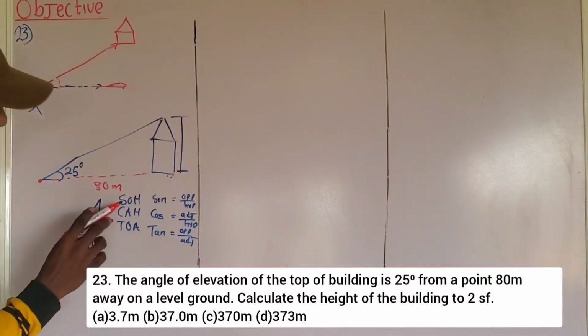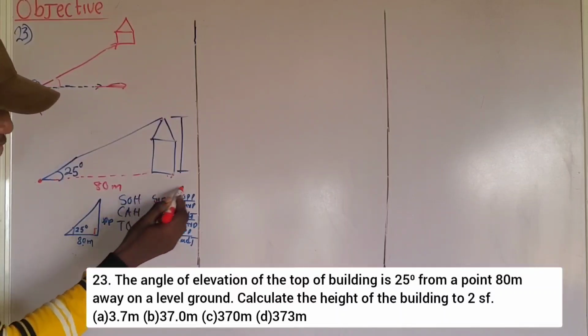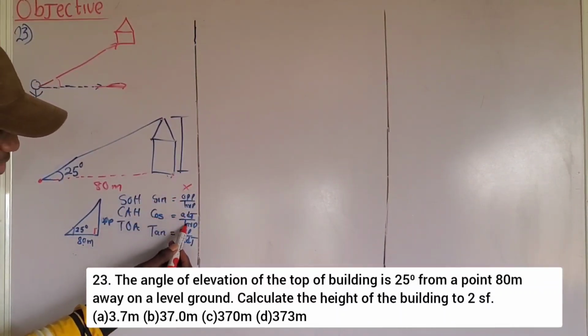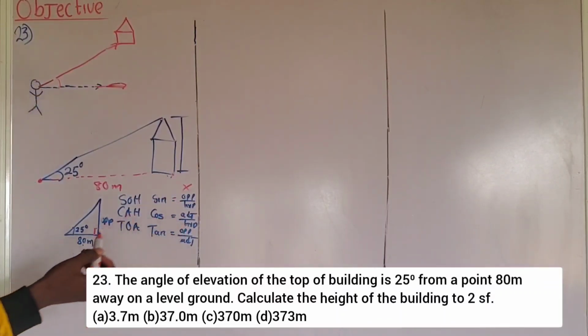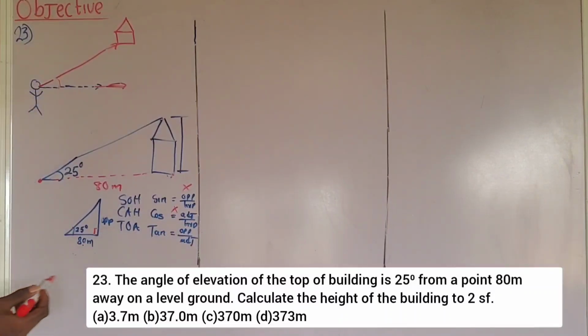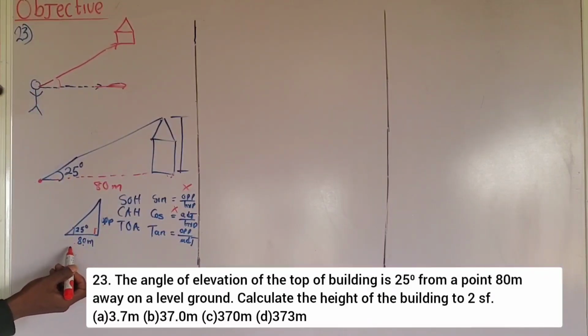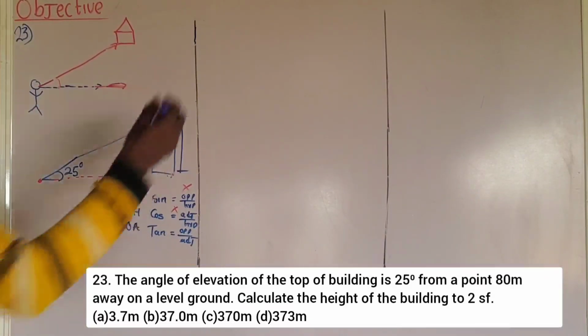In the first mnemonic device, sine is what? Opposite over hypotenuse. It doesn't have adjacent, so I'm not going to use this one. Cos is what? Adjacent over hypotenuse. It doesn't have opposite, so I'm not going to use it as well. Tan is what? Opposite over adjacent. So this tan has both the opposite that I'm looking for and the adjacent that I've been given. So I can use tan. Okay? So let us proceed to use tan.